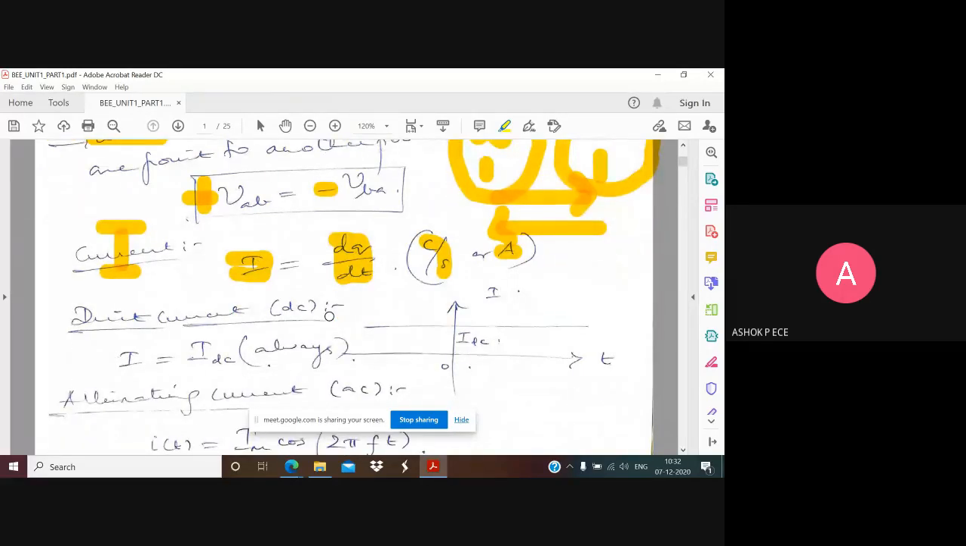As I said, the direction of flow of electrons and the direction of flow of actual current in your circuit are opposite. So if the direction is opposite, you will have a negative sign. Similar to voltage, if the direction is changed, you will have a negative sign coming to your current. The magnitude remains the same.